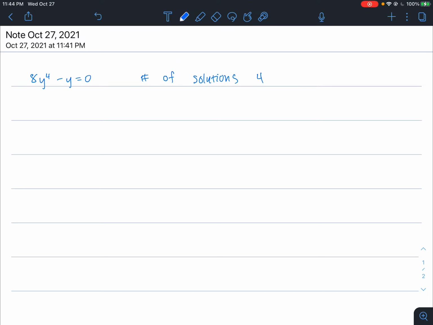So let's go ahead and find them. From this one, I can see that I can factor out a greatest common factor. So I'll take out a y, and I'll get y times 8y cubed minus 1 equal to 0. From here, it can still be factored. I could write 8y cubed minus 1 as 2y cubed minus 1 cubed. And so here I have a difference of 2 cubes.